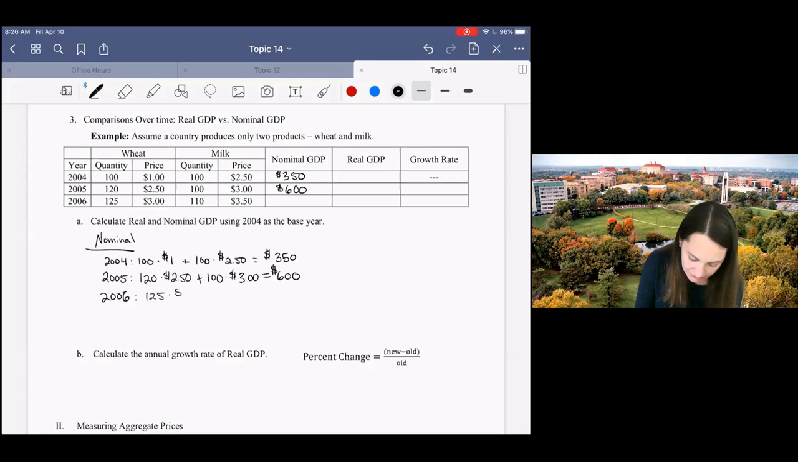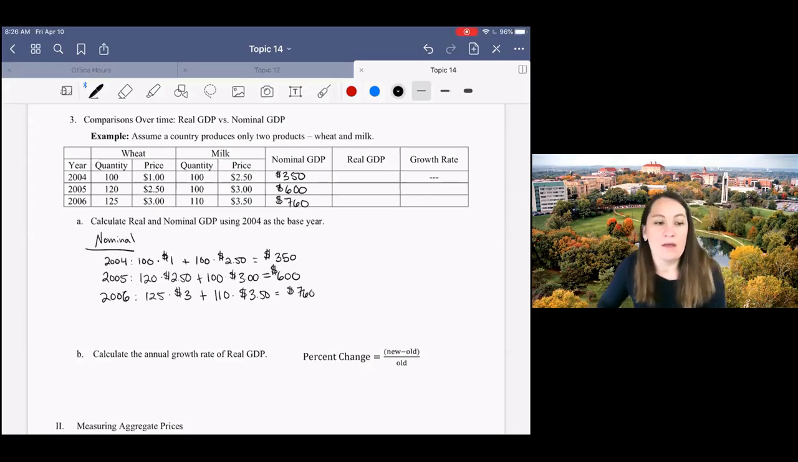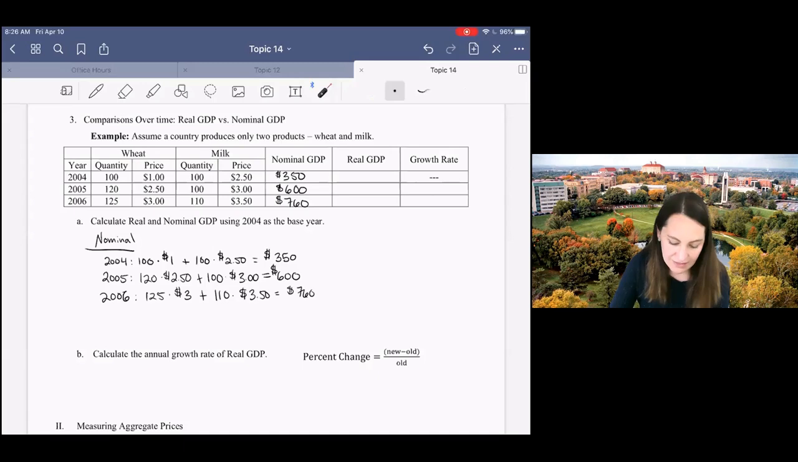I'm going to write all of this out here because what we want to do now is think about what that means when we compare our GDP numbers over time. I can see here that my nominal GDP is increasing. Does that mean that total production has increased over time?